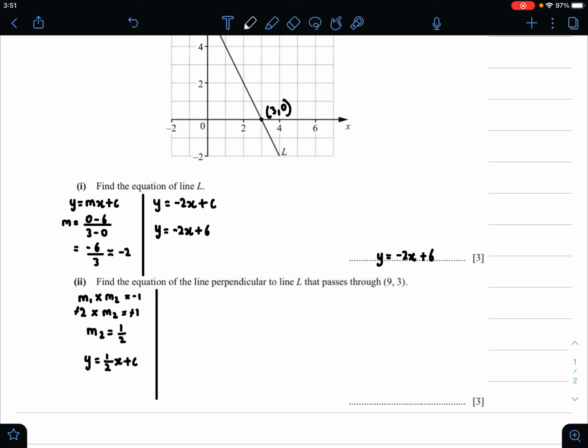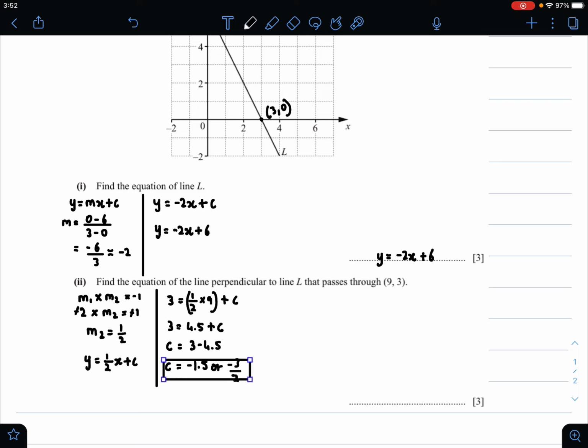Now to find the value for c, all you need to do is substitute this point that they've told us that the perpendicular line passes through, that is 9, 3. So the y value is 3, which is equal to half of the x value, which is 9, so half multiplied by 9, plus c. So therefore 3 is equal to 9 by 2, which is 4.5, plus c. Therefore c is equal to 3 minus 4.5. So therefore c is equal to negative 1.5, or negative 3 by 2.